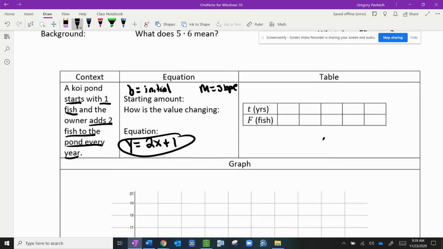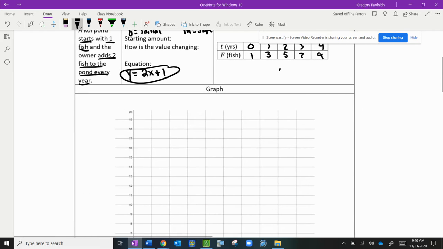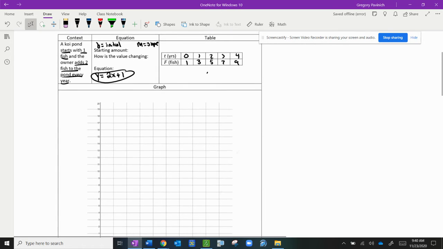So let's fill out this table. So 0 years, 1, 2, 3, 4. I start off at 0 years with one little fishy, and then every year I'm going to add 2 fishies. So I'm going to have 3, then 5, then 7, and then 9. So notice our slope is 2 if we looked at the table with the initial value of 1. And I'm just going to graph this really quick.